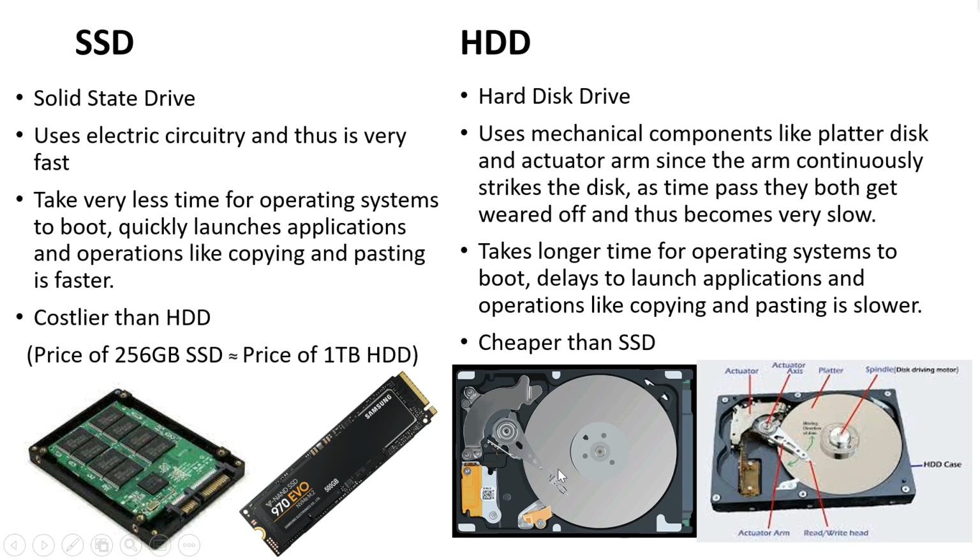Now here you can see in the animation that the arm continuously strikes on the disk to help it read. But the problem here is that due to continuously striking on the disk, some damage occurs on the surface of the disk, which as time passes gets worn off and thus makes the system slower. Applications installed will take more time to load, and even the operating system will get slow and take more time to boot up, and different functions like copying and pasting will also become slower.